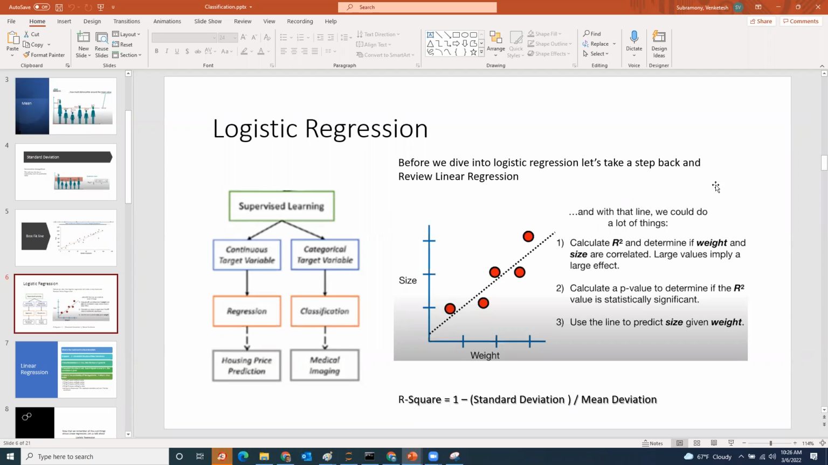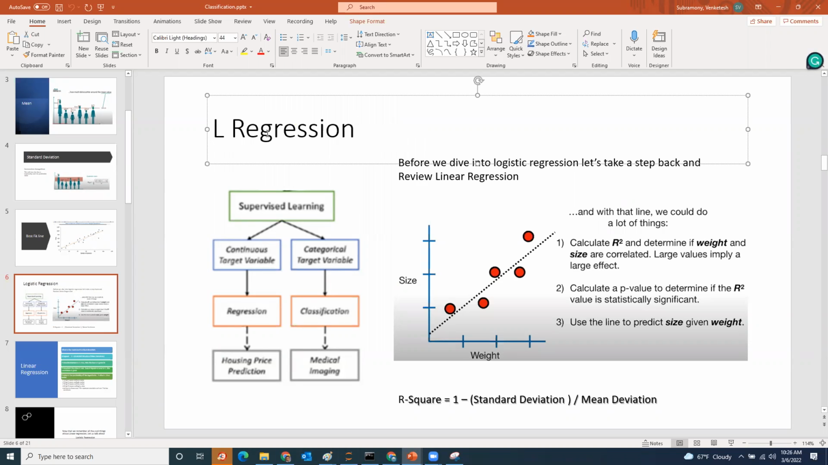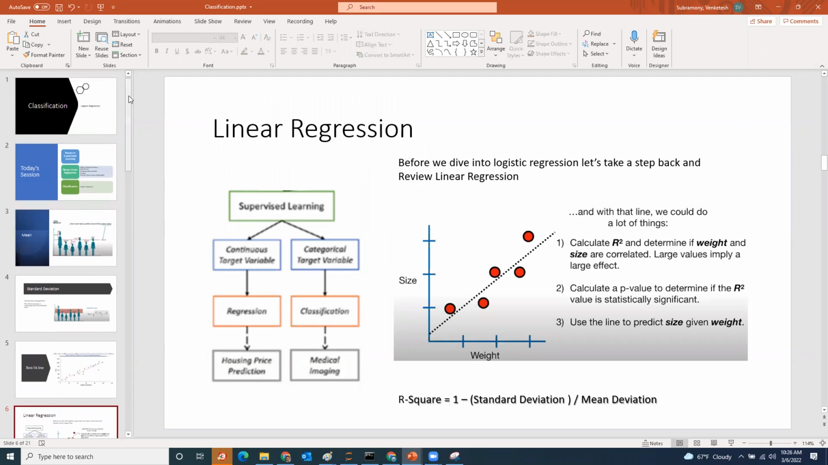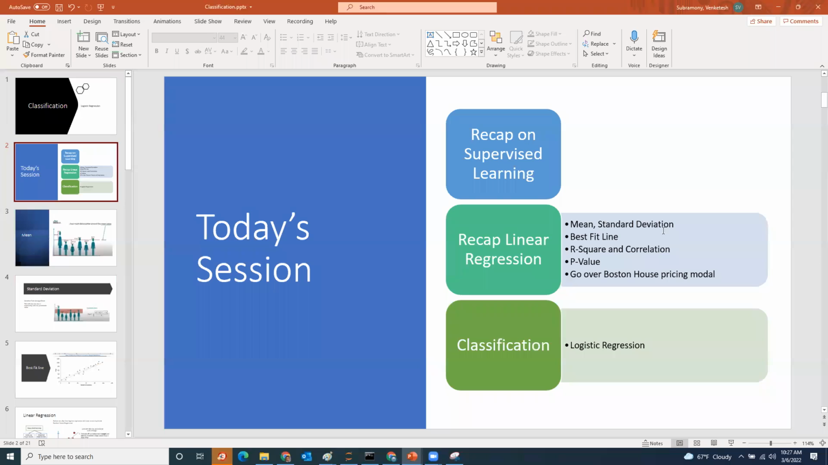So this is linear regression. There are a couple of things you need to know: one, understand the mean and standard deviation; we already talked about the best fit line; and then the r squared, correlation, and the p-value. I'm going to go through the example in the lab, and we will go over the Boston house pricing model, how we develop it in linear regression. That will give you a very good understanding of what we covered last week on the linear regression side. All with me? Can I move to the next topic?